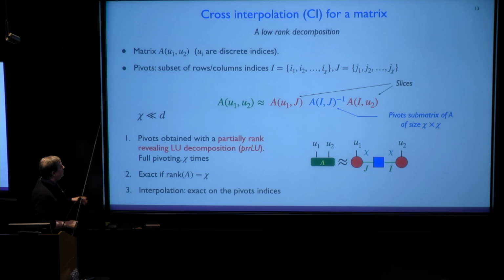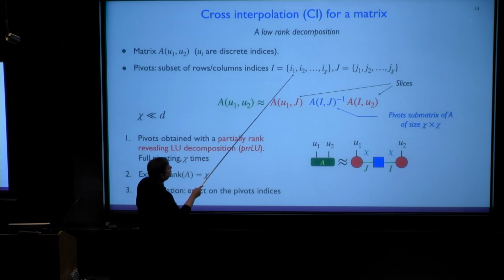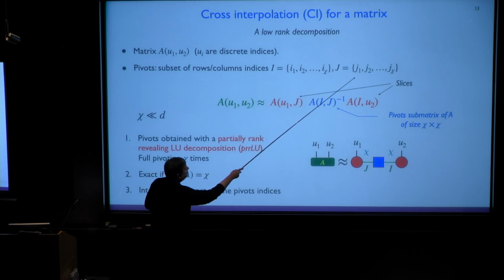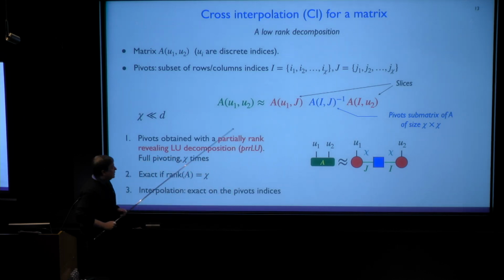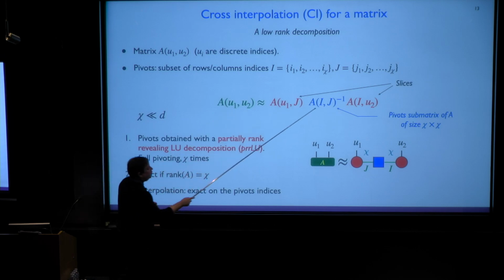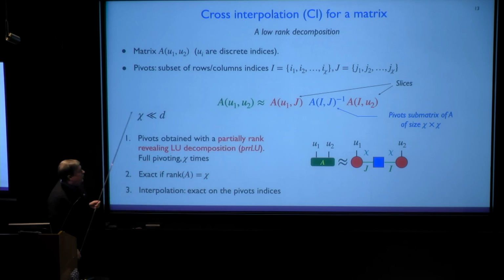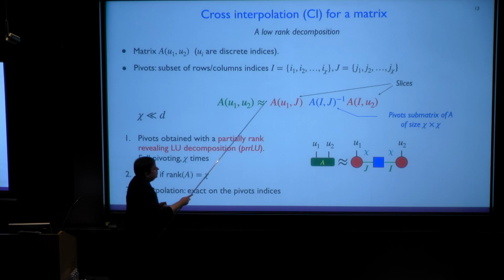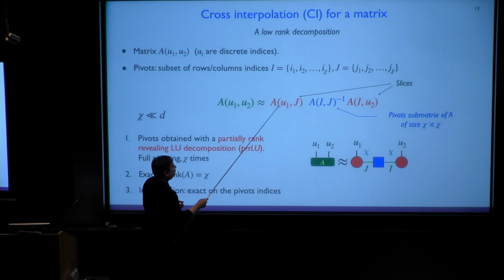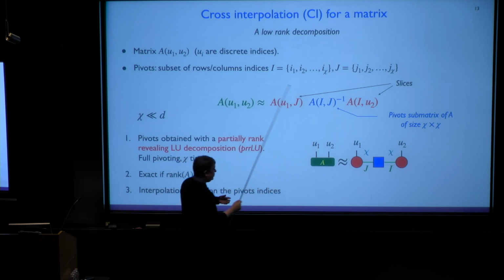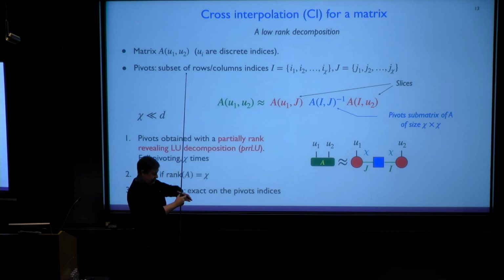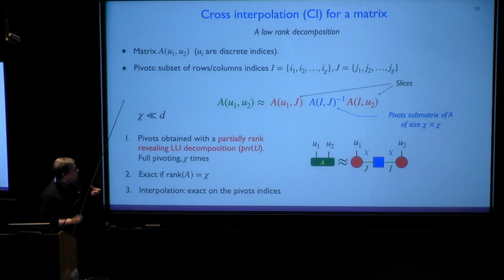We can find, if the function is of low rank, a subset of rows and columns indices. So a subset of rows, I1 to I chi, and columns, J1 to J chi, chi of them, such that the matrix is approximated by this form here. Okay? So there are 2 components to this approximation. The red one is a slice of the matrix. You're taking here basically chi columns of the matrix, and here chi rows of the matrix. So it's basically a slice which is slightly fat because in the other dimension it is of dimension chi.